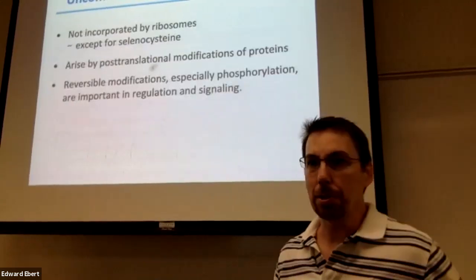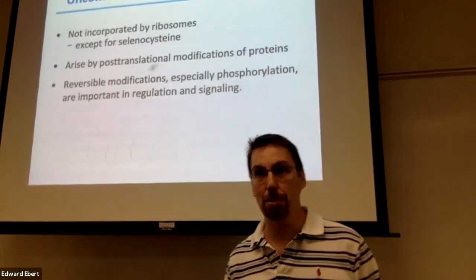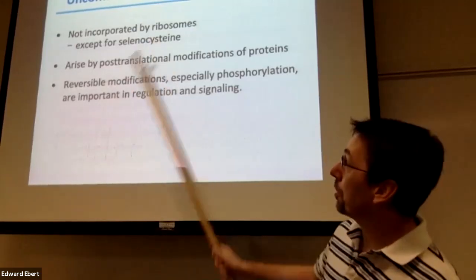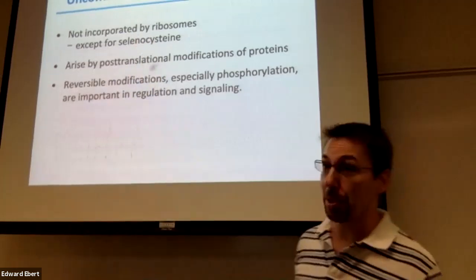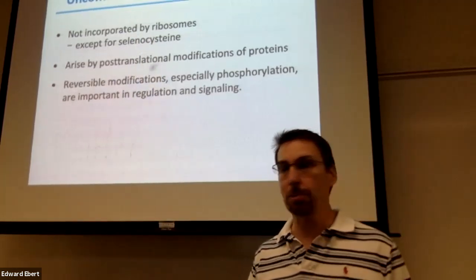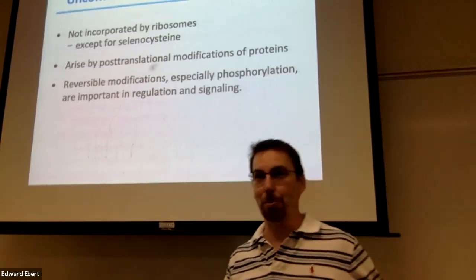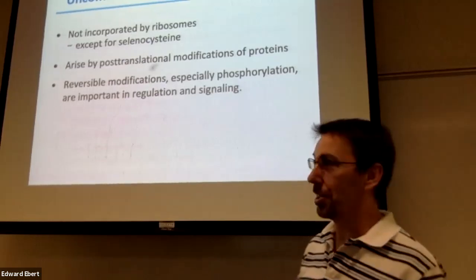There are 20 amino acids that you should know, but there's more than 20 amino acids. There are uncommon ones out there as well, and these are ones that are not recognized by the ribosomes. Our ribosomes only recognize the 20 basic ones, although there are some little exceptions out there.